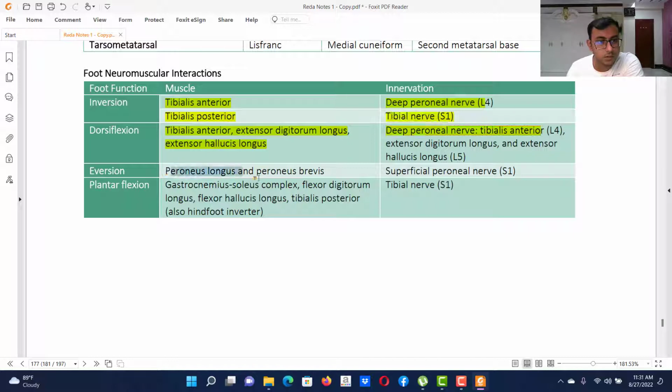And eversion is by peroneus longus and brevis, supplied by the superficial peroneal nerve. Plantar flexion is by the tibial nerve, posterior compartment. So the posterior compartment helps in plantar flexion and the anterior compartment in dorsiflexion. Eversion is a complex phenomenon. Both anterior and posterior compartment tibialis muscles help in inversion, and eversion is only peroneus longus and brevis, supplied by the superficial peroneal nerve.